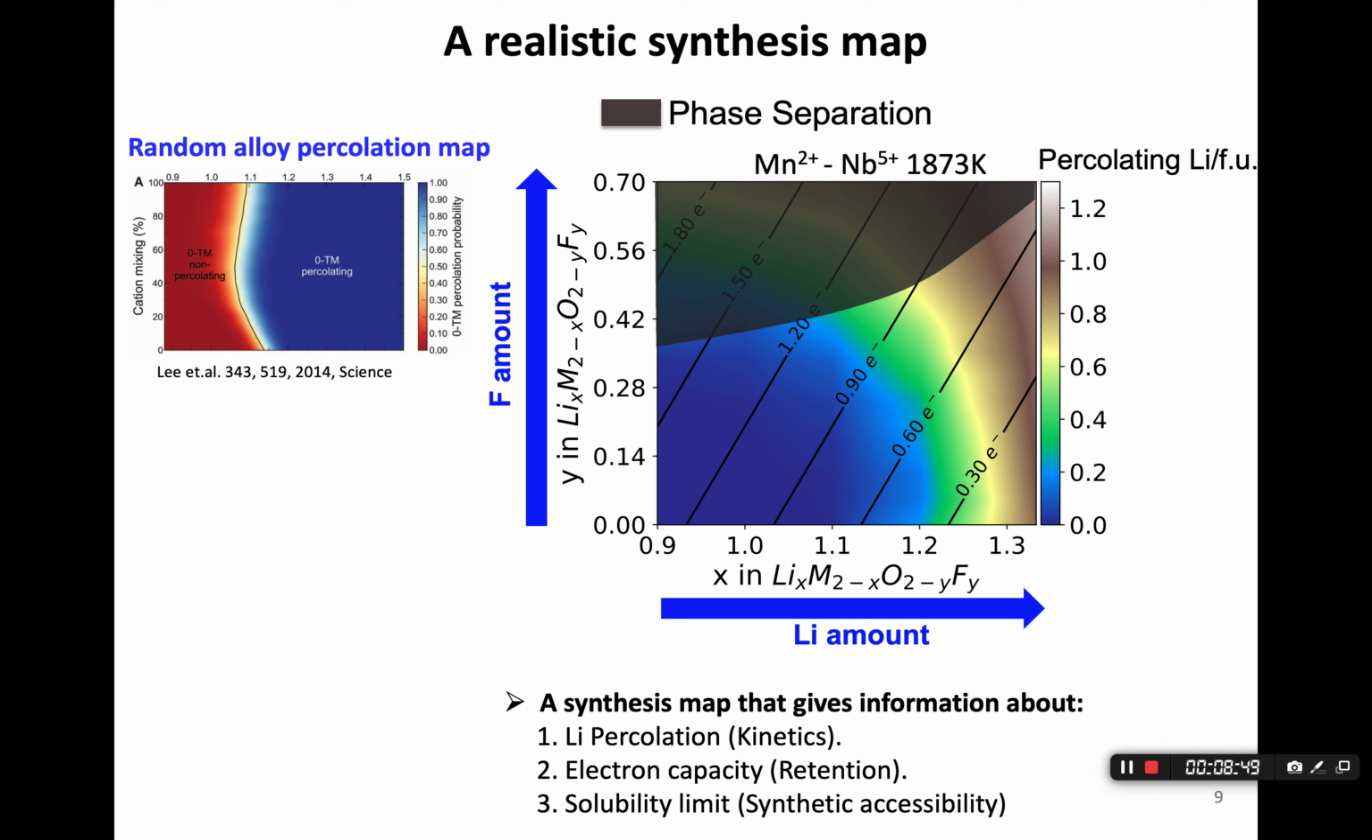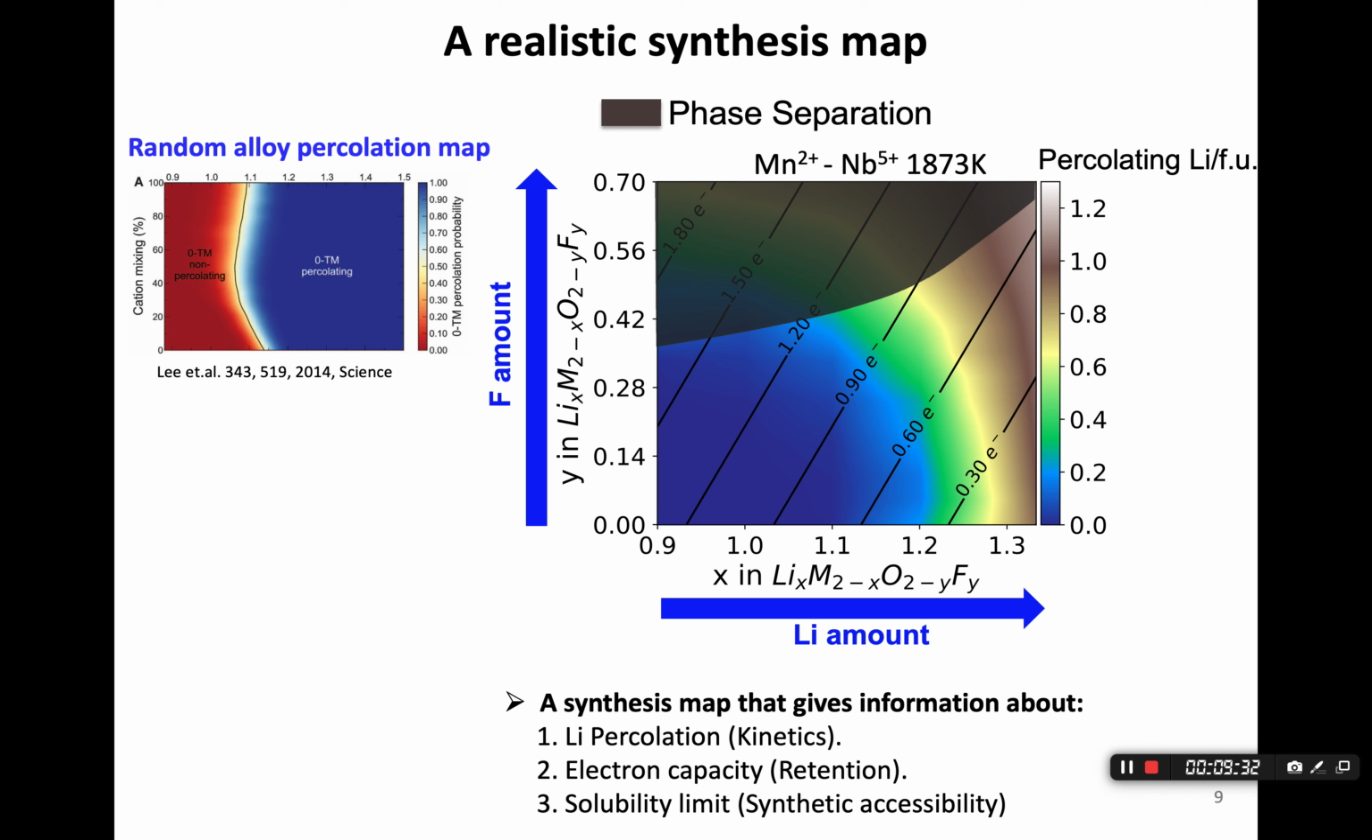And at the same time, you can also keep track of the evolution of the performance as a function of the compositions. So the X and Y represent the lithium amount and the fluorine amount of a disordered rocksalt. When you tune this amount of compositions, you are essentially manipulating the properties of the materials, since the color map tells you the amount of percolating lithium per formula unit. So then you can use this map to capture 3 things. First of all, you can capture the kinetics. Secondly, you know if you can synthesize these materials at a given condition.